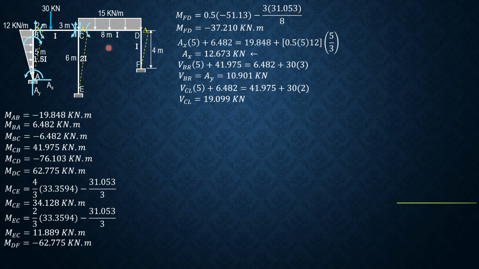Considering CD, these are the directions for moments. So summation of moment about D equals 0: shear at C just to the right times 8 plus MDC, which is 62.775, equals MCD, which is 76.103, plus the moment of the load, 15 times 8 times 4. So shear at C just to the right is equal to 61.666 kilonewtons. So EY equals the shear at C just to the left plus the shear at C just to the right.